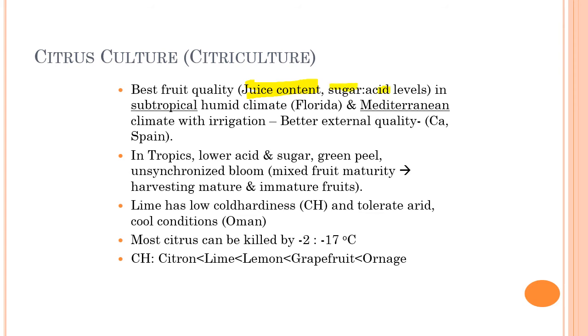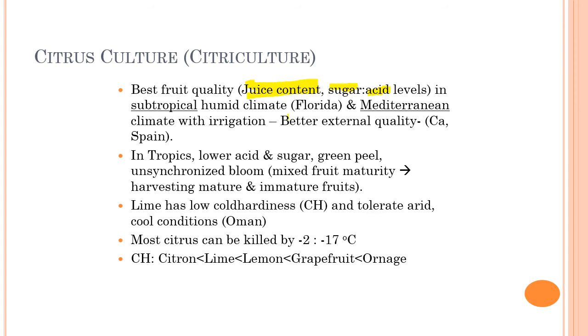If you take an orange, you know the orange. If you take a sweet orange, you like it more than an acidic orange. But if you want lime, you want acid, you don't want sugar. So this is the balance between sugar and acid in fruits that is very important for citrus.